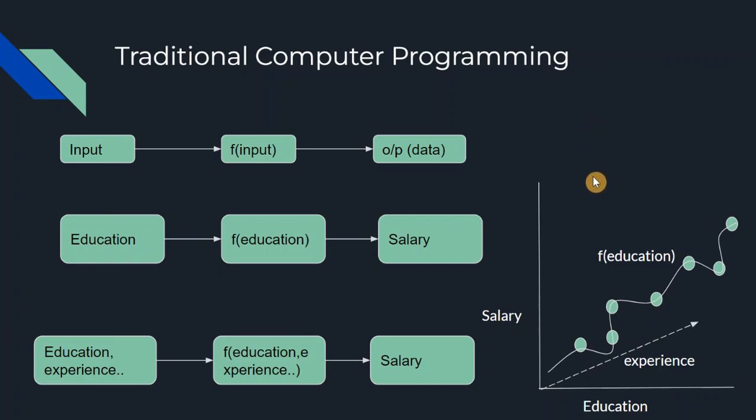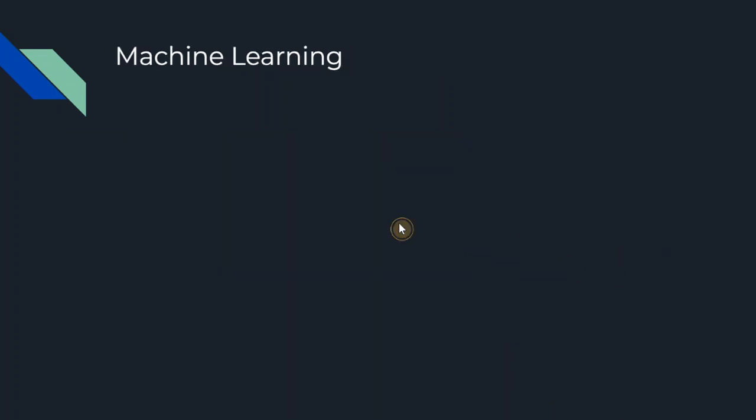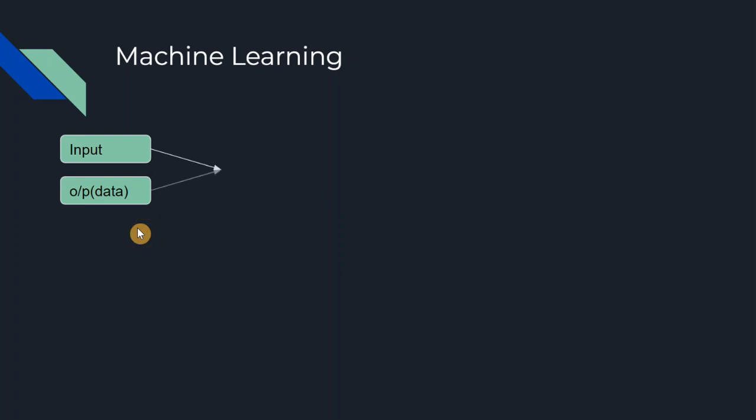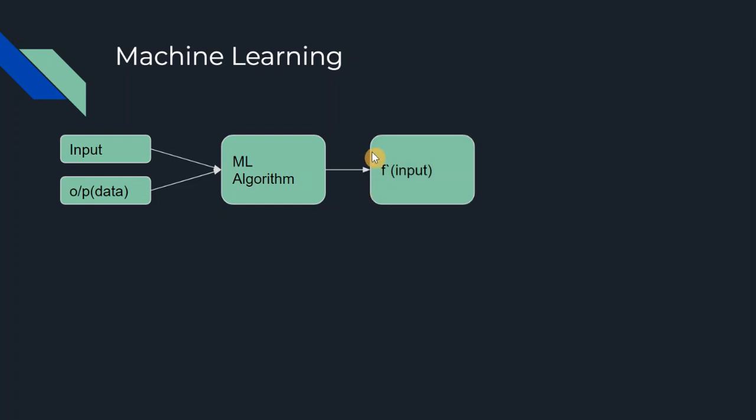In machine learning, we reverse this paradigm. We do not write this function, but we have the machine learning algorithm learn from the data and approximate this function for you. So let's take a look. In machine learning, we have the input set of data and we have the output data, or the data that you wish to predict. We pass the input and the output data to a machine learning algorithm of our choice, and the machine learning algorithm then generates the f-bar input function, which is the approximation of the function, or we also term this as the model. We can then pass other input data into this model and generate the approximate output for it.